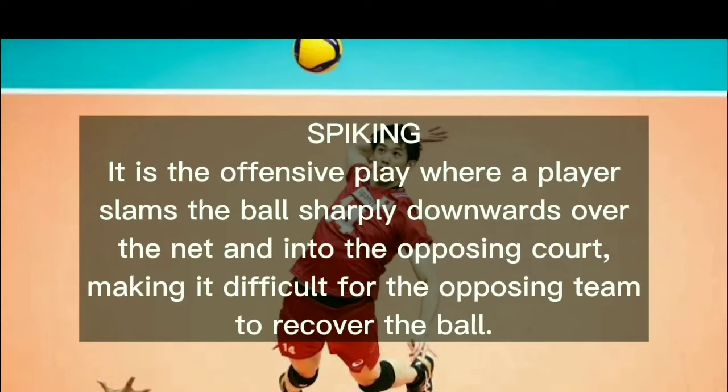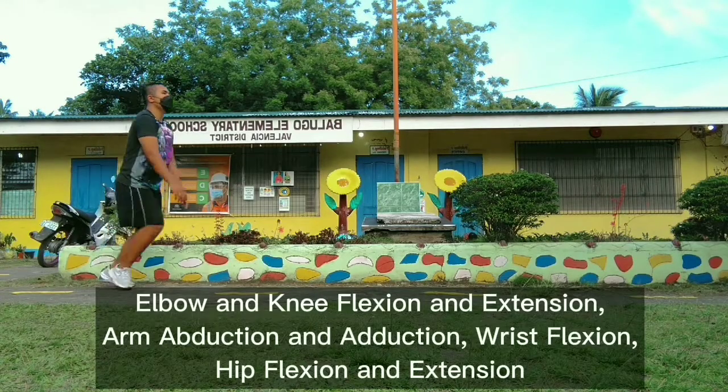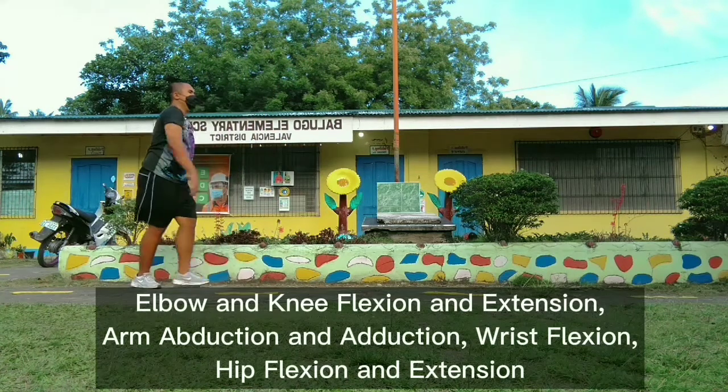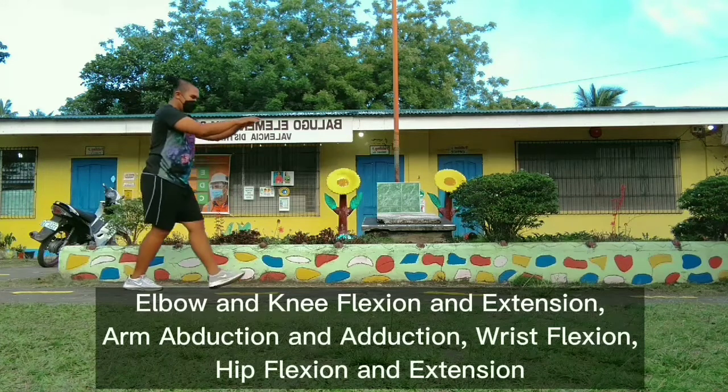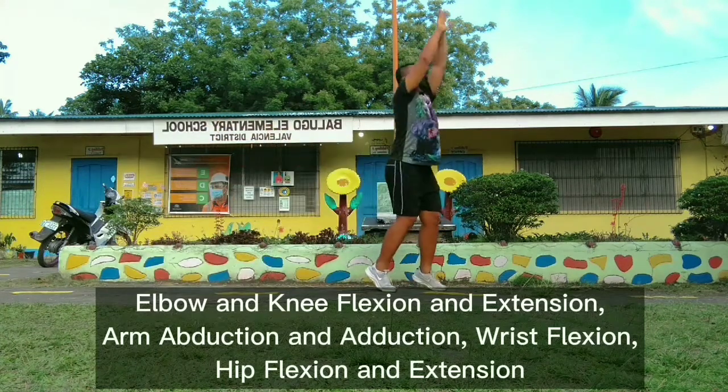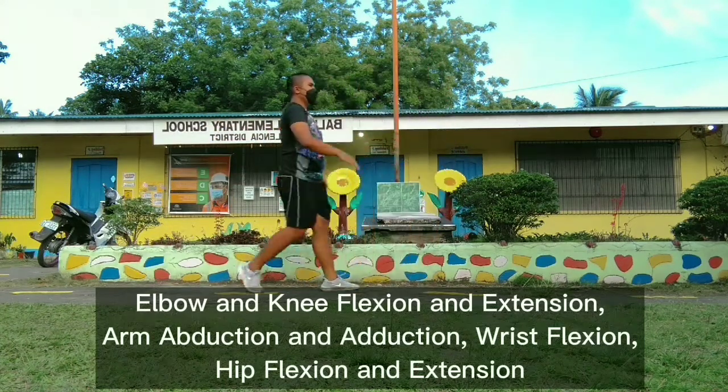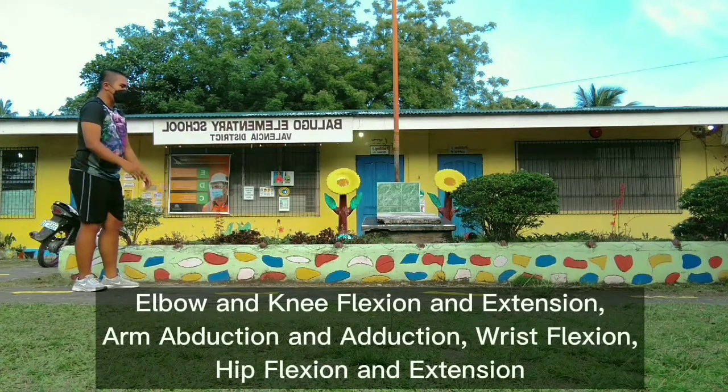Spiking. Movement involved elbow and knee flexion and extension, arm abduction and adduction, wrist flexion and hip flexion and extension. For you to be able to get a good spike, you need an approach.